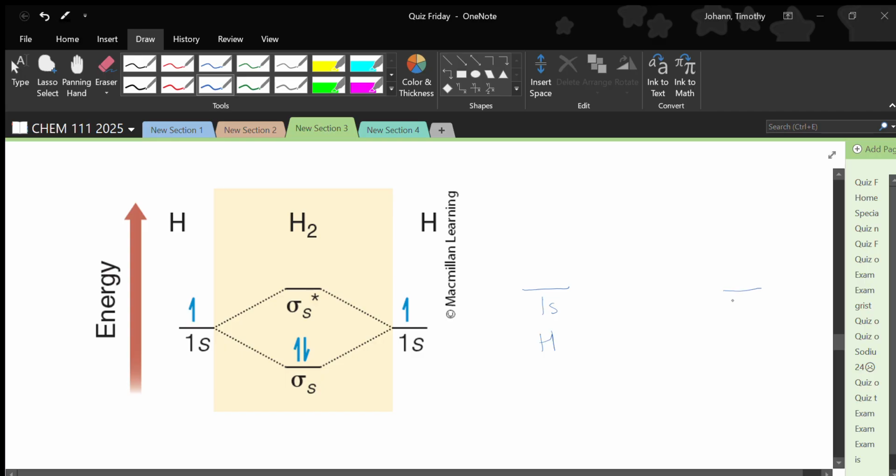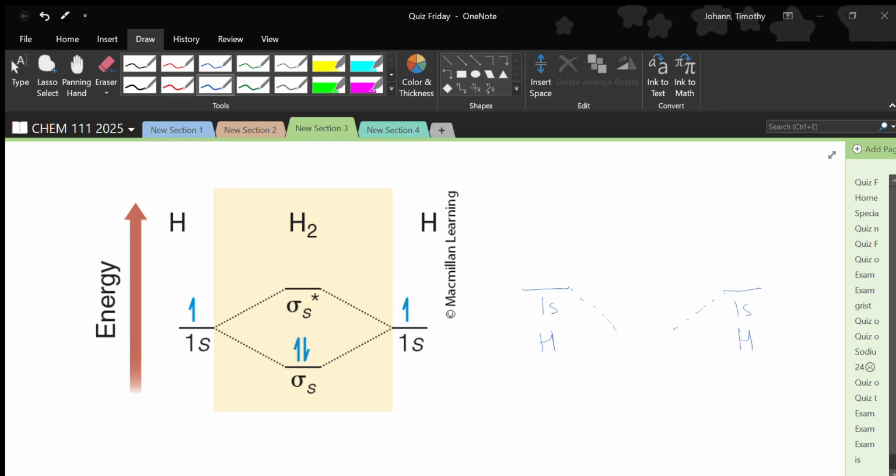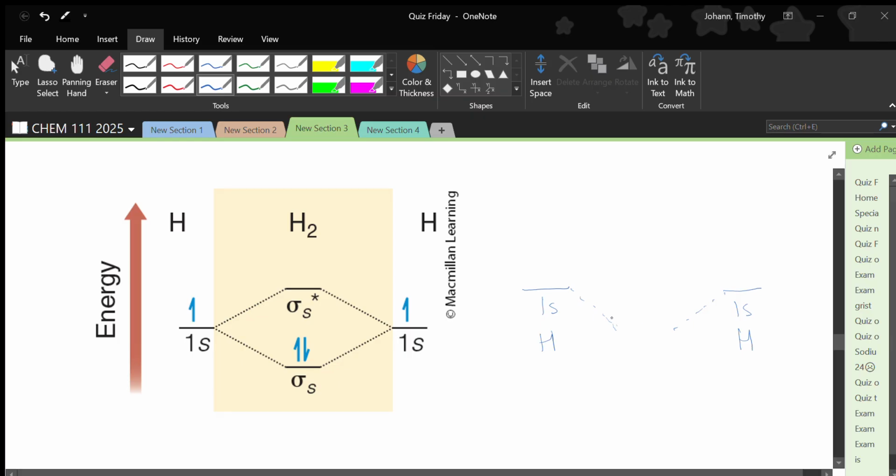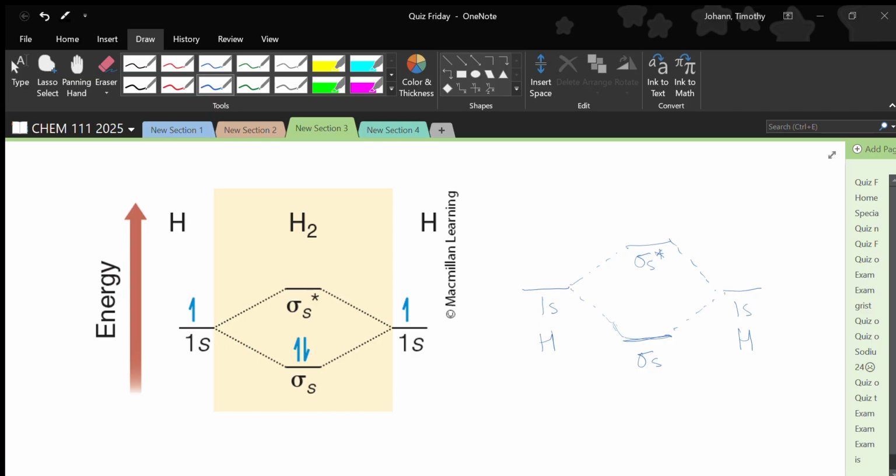And I have a 1s over here. I can bring these two 1s's together. I bring two atomic orbitals together, and I need to get two molecular orbitals out of it. If I bring those two together, I get a bonding orbital that's more stable than the original hydrogen atoms, and I get an anti-bonding orbital that is less stable. And we call this a sigma bond. You don't need to worry about that so much. I really want you to get a feel for it: bring two of them together, more stable, less stable, okay?